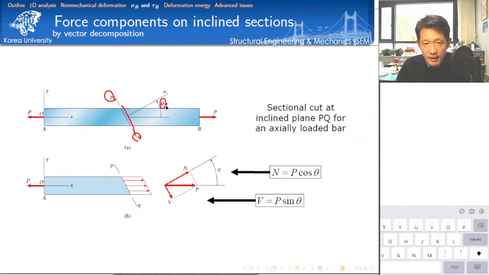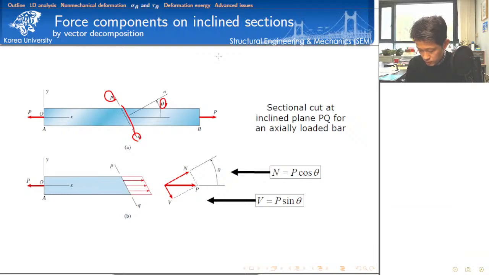So if angle theta is equal to 0, we call it the normal stress, isn't it? The calculation of normal stress is very easy, isn't it? We already know that the normal stress is equal to the applied force P divided by the cross-section area.